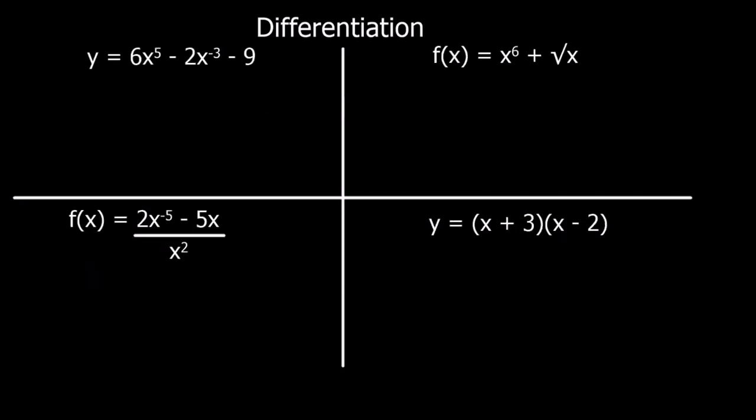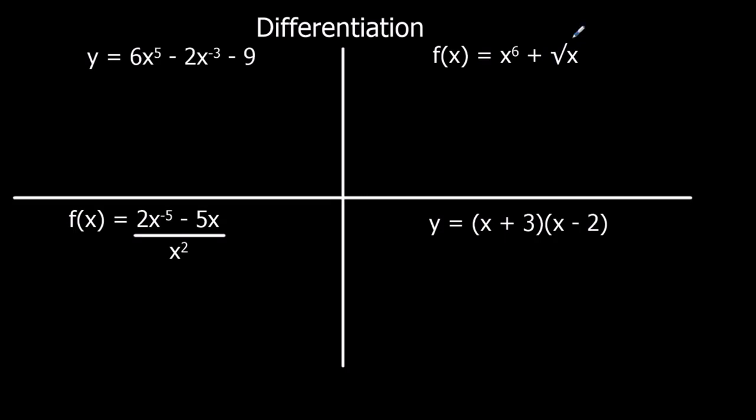So let's look at a few harder examples now. We've also got this different notation over here. We've got f of x instead of y. They mean the same thing. So think of f of x meaning exactly the same. It means a function of x. So it means the same thing as y. y is a function of x. f of x is a function of x. So think of it as exactly the same as y.